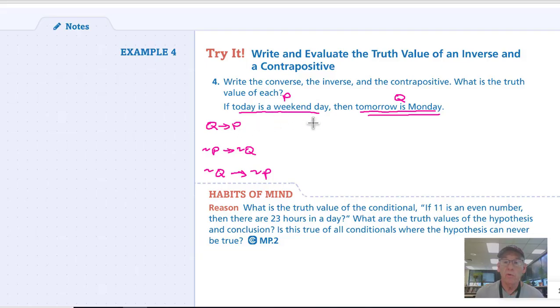So Q implies P. This is the converse. This next one's an inverse and contrapositive. Okay, so let's change colors up. So the converse would be if tomorrow is Monday, then today is a weekend day.